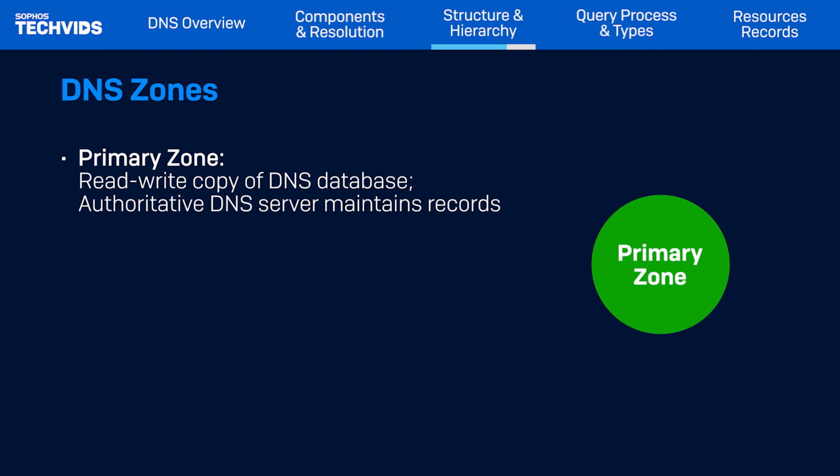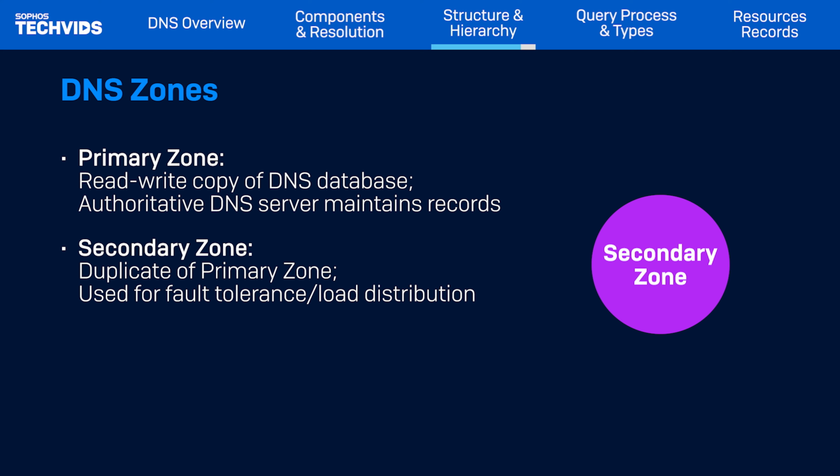The primary zone is a read-write copy of the DNS database for a specific domain. The authoritative DNS server for the primary zone is responsible for maintaining and updating the zone's DNS records. Changes to the DNS records, like additions or modifications, are made on the primary DNS server. Think of this as your DNS host server.